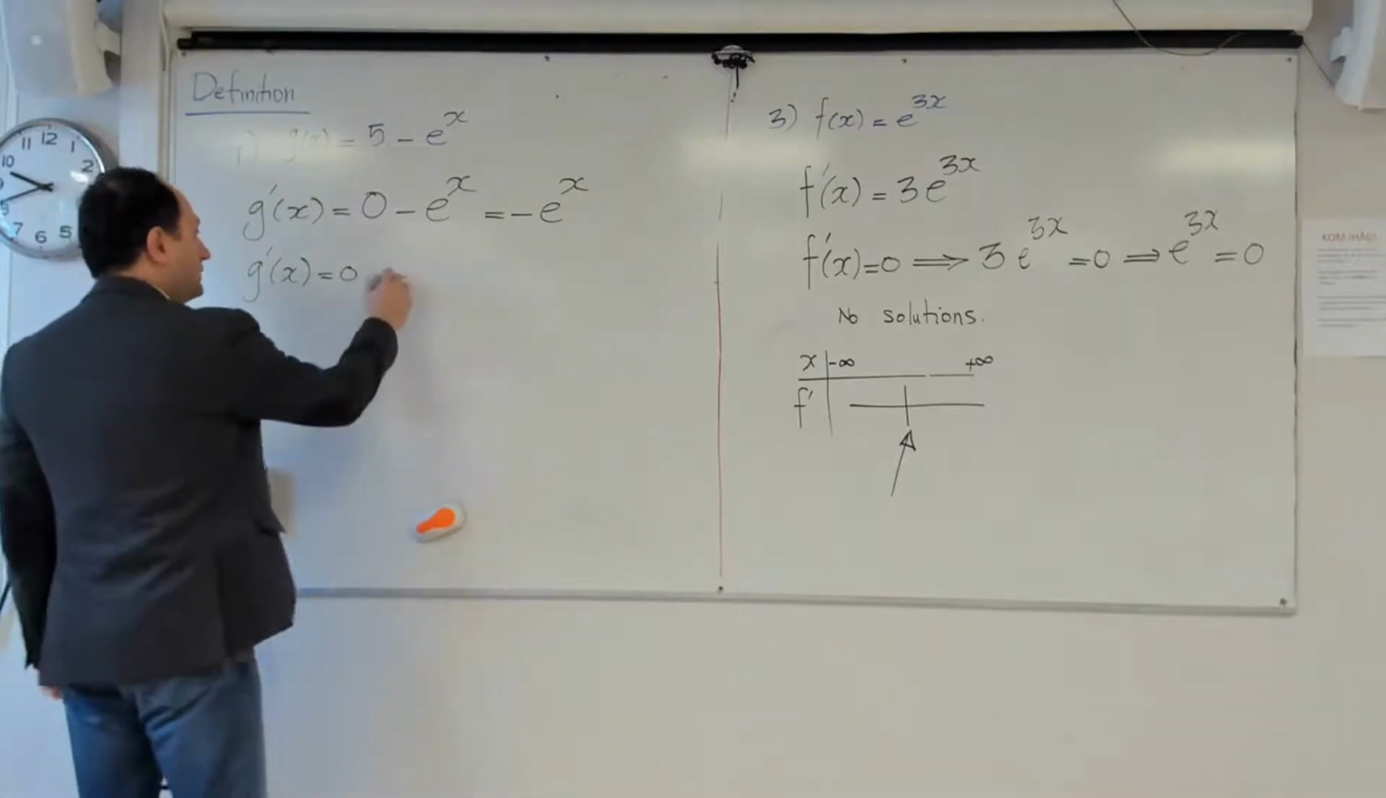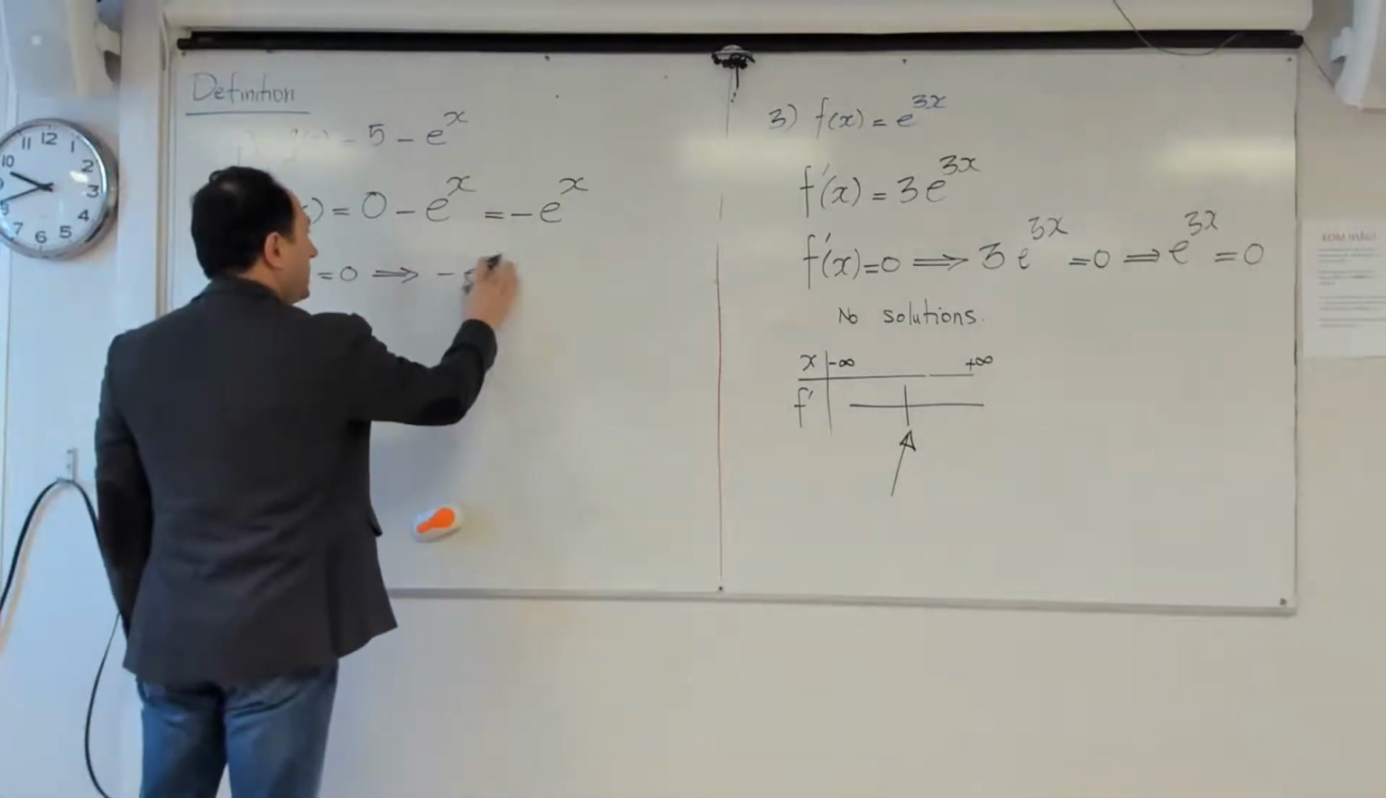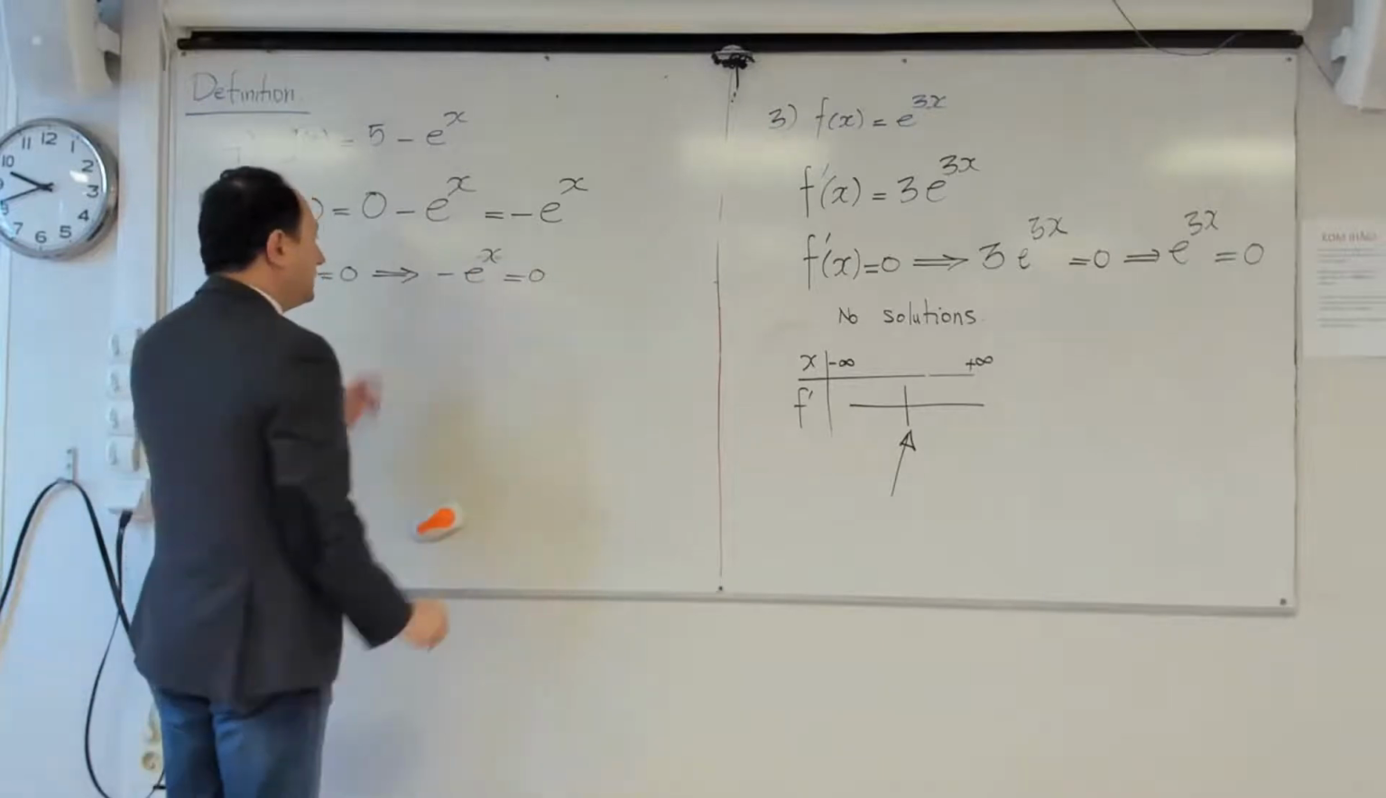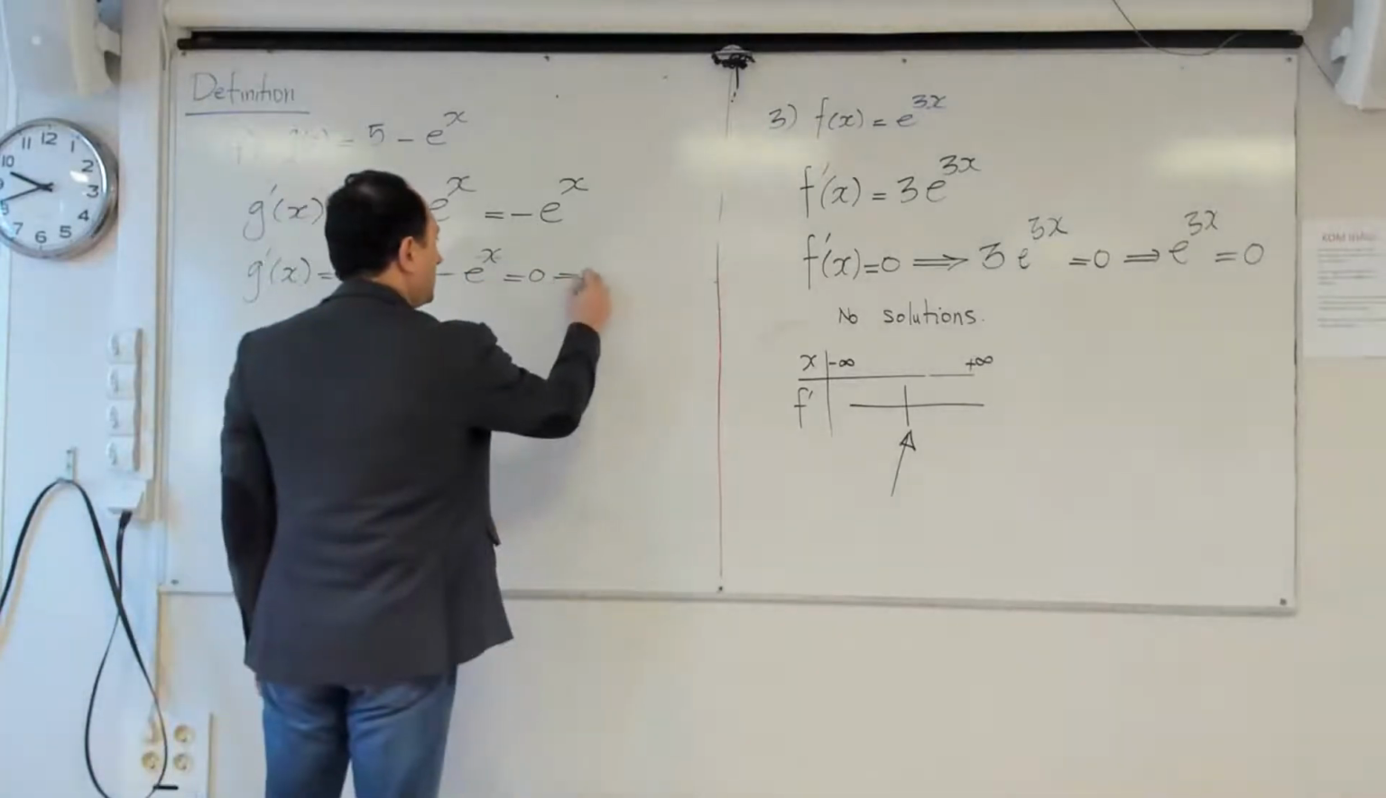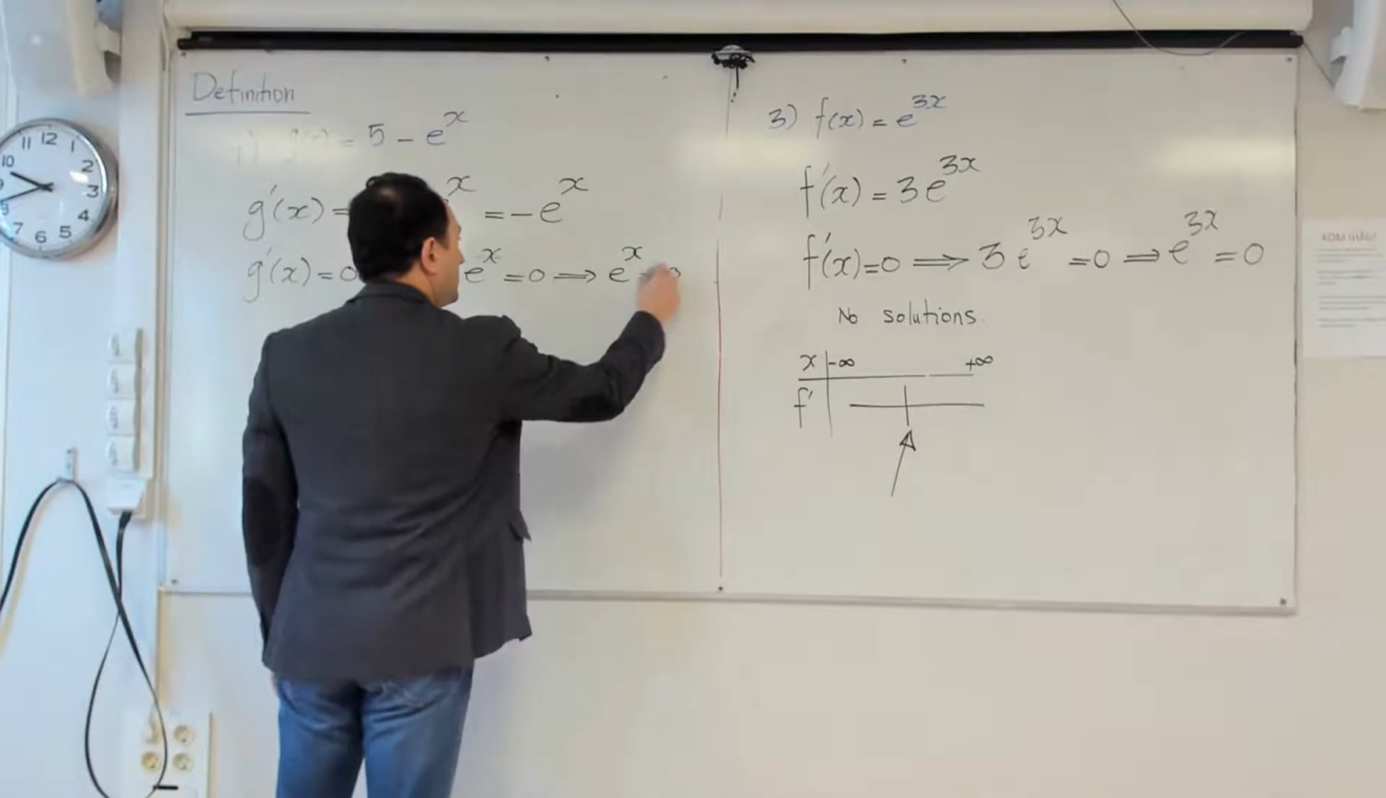And what does this mean? It means that minus e to power x is equal to 0. I multiply by a negative sign, and it becomes e to power x is equal to 0.